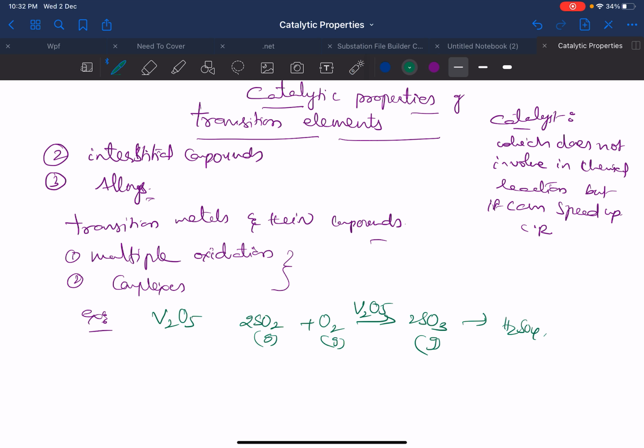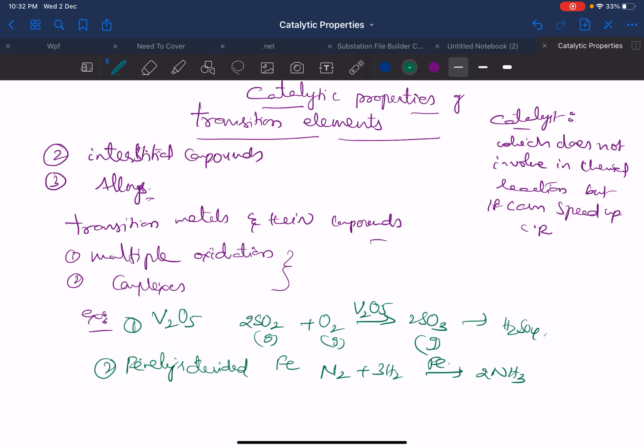Next, we go to another example, that is finely divided iron. It is also used as a catalyst in the preparation of ammonia: N2 plus 3H2 gives 2NH3. Finely divided iron is used as the best catalyst in the preparation of ammonia. So that is the second best example.